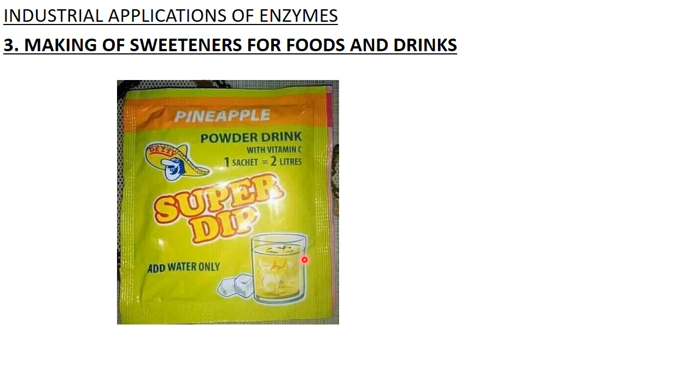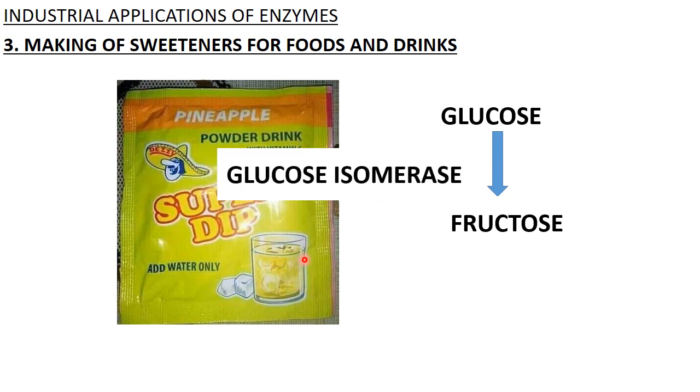So how are enzymes used to make sweeteners? In nature, glucose is abundant, but glucose is not sweet. So we convert glucose to what is called fructose using an enzyme called glucose isomerase. Fructose is sweeter, so this fructose is the one that is used to make sweeteners.